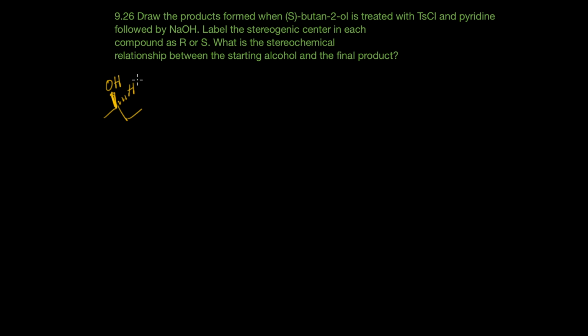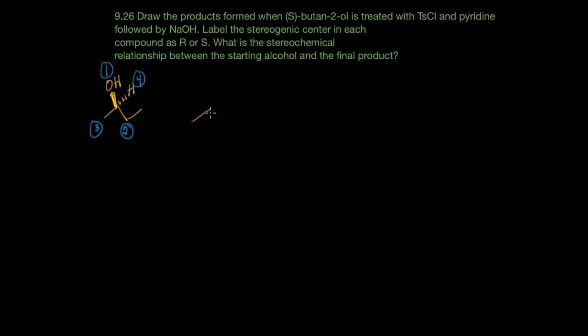So let's go ahead and label the priorities. This is priority 4 because it's the lightest. This oxygen is priority 1. This carbon has additional carbons attached to it, and this carbon is 3. So this is 1, 2, 3. As I go clockwise, that's R. So that's not what I want to draw. I want to draw S.